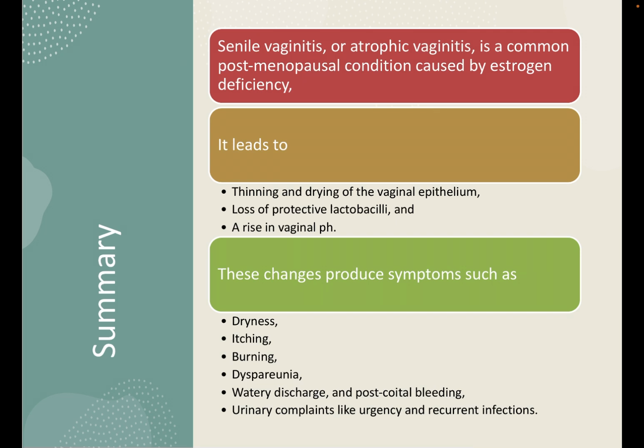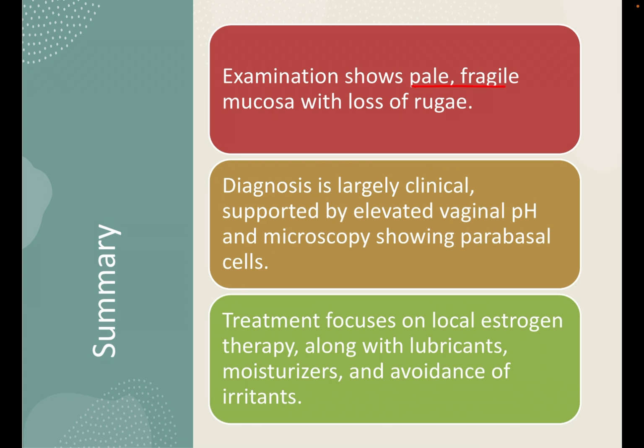To summarize, senile vaginitis or atrophic vaginitis is a common postmenopausal condition caused by estrogen deficiency. It leads to thinning and drying of the vaginal epithelium, loss of protective lactobacilli, and a rise in vaginal pH. These changes produce symptoms such as dryness, itching, burning, dyspareunia, watery discharge, and postcoital bleeding, and urinary complications like urgency and recurrent infections. Examination shows a pale, fragile mucosa and loss of rugae.